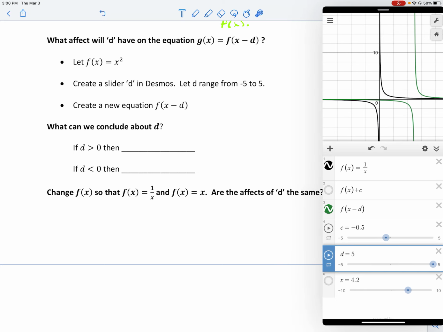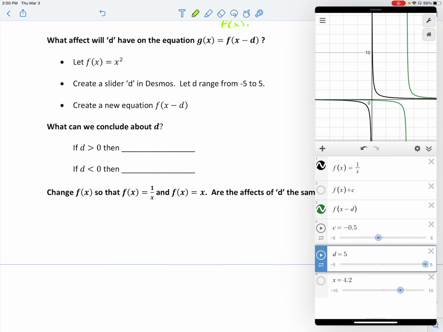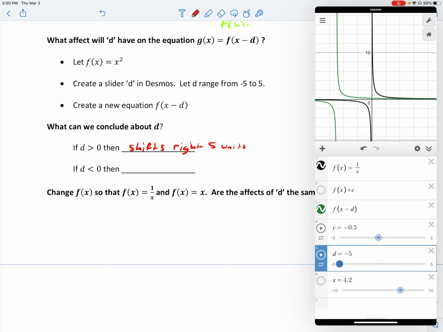Let's go ahead and write some of this down. So we can say here, if d is greater than 0, so right now we're showing d as a +5, the graph shifts right 5 units. If d is negative, then the green graph moves to the left of the black one. We say it shifts left 5 units. And this is the same regardless of the type of function.